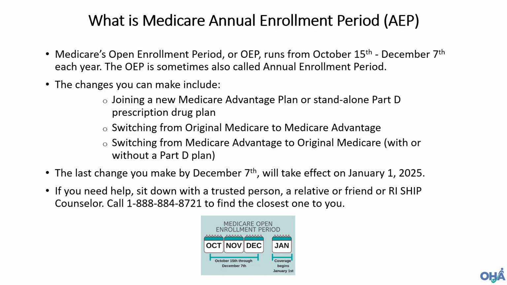If you need help, sit down with a trusted person, a relative or a friend, or the Rhode Island SHIP counselor closest to you. Call for the closest agency, 1-888-884-8721 to find one near you.